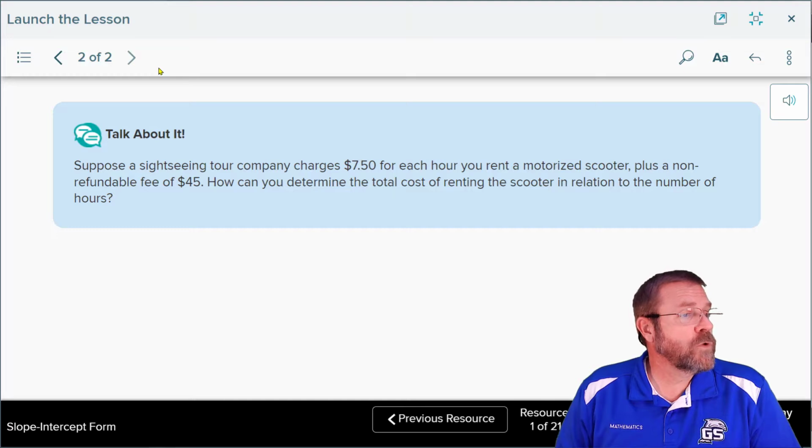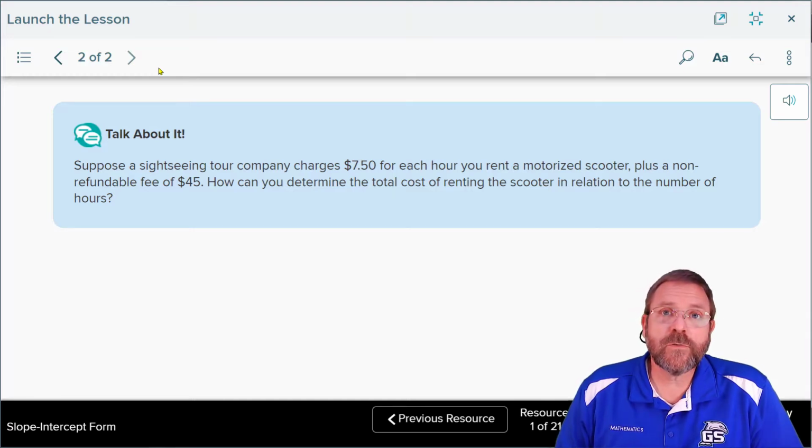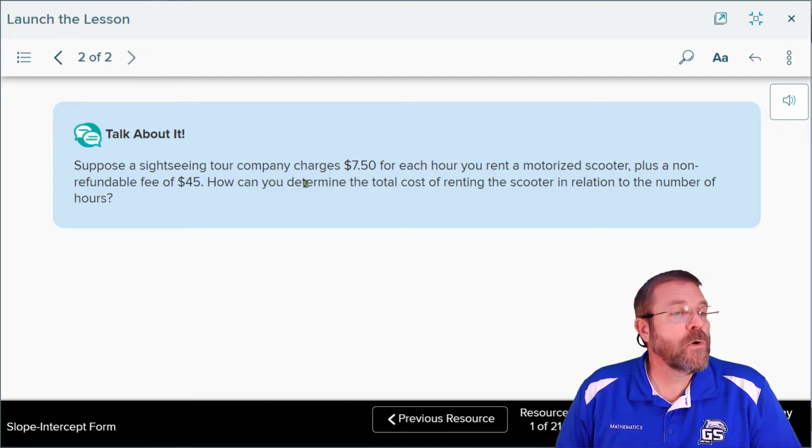Suppose a sightseeing tour company charges $7.50 for each hour you rent a motorized scooter, plus a non-refundable fee of $45. How can you determine the total cost for renting the scooter in relation to the number of hours that you have ridden on it? These are the kind of things we're going to be learning about in today's lesson.